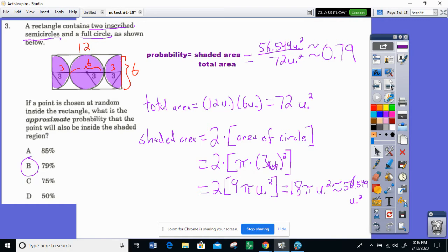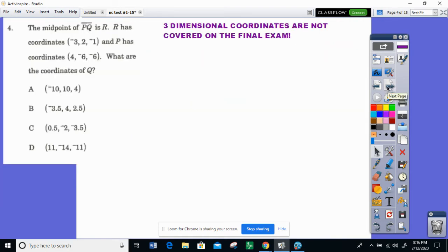All right, let's check out number 4. Number 4 says the midpoint of segment PQ is R. R has coordinates -3, 2, -1, and P has coordinates 4, -6, -6. What are the coordinates of Q? So I put this question on here anyway, even though you are not going to need to know about 3-dimensional coordinates on the final exam. So we're not going to work this problem out all the way, but this is a good opportunity to solve this question as if it was just two-dimensional coordinates.